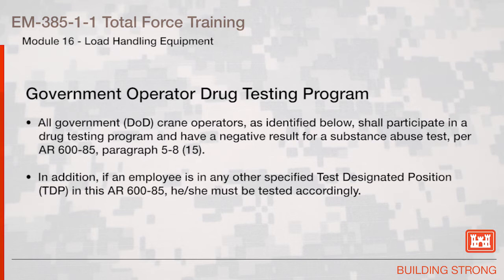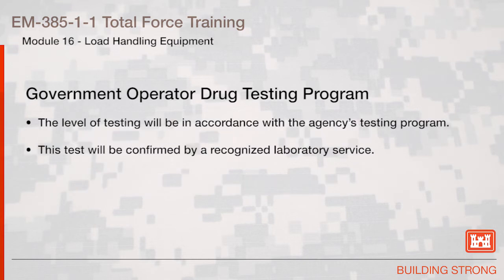The government-operated drug testing program requires all government, Department of Defense crane operators, as identified below, to participate in a drug testing program and have a negative result for a substance abuse test, per AR 600-85, paragraph 5-8-15. In addition, if an employee is in any other specified test designated position, or TDP, in AR 600-85, he or she must be tested accordingly. The level of testing shall be in accordance with the agency's testing program. This test will be confirmed by a recognized laboratory service.